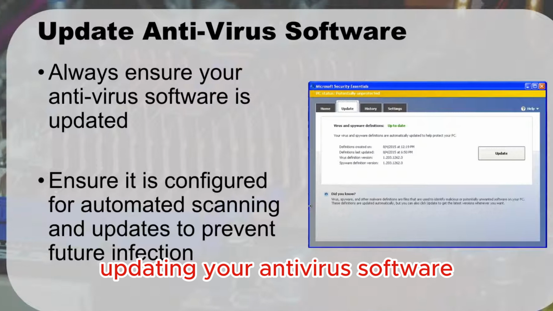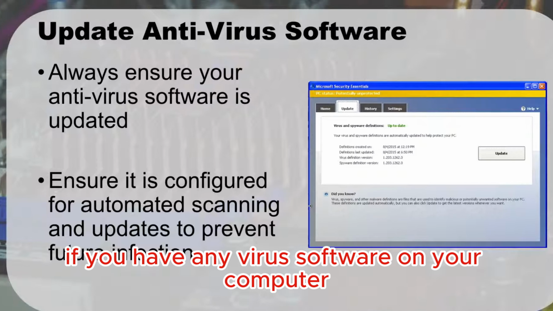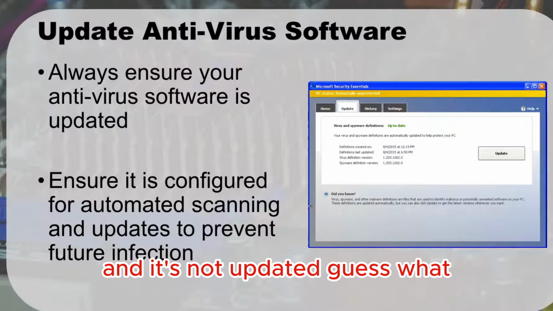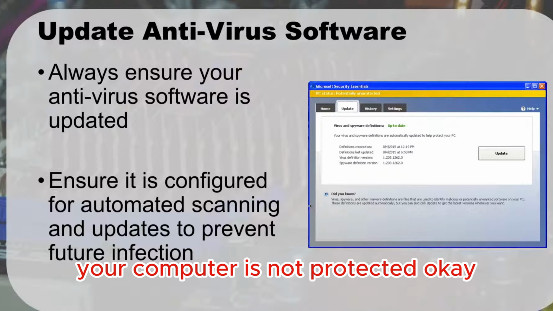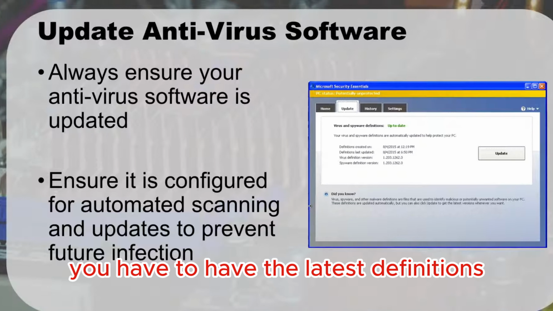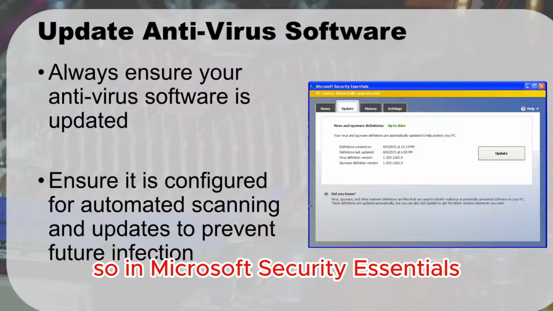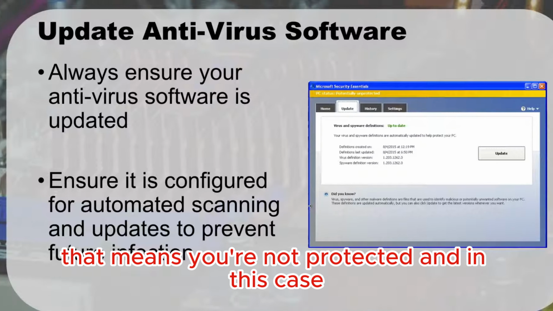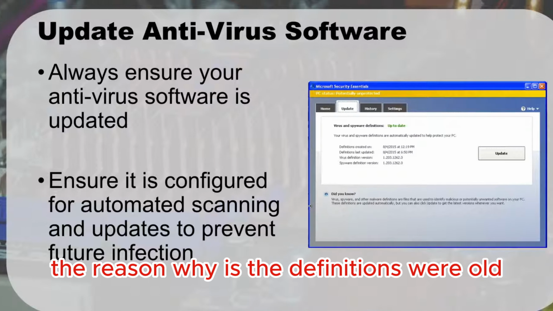Updating your antivirus software. This is crucial. If you have antivirus software on your computer and it's not updated, guess what? Your computer's not protected, okay? You have to have the latest definitions. So in Microsoft Security Essentials, you see that big yellow banner? That means you're not protected. And in this case, the reason why is the definitions were old.